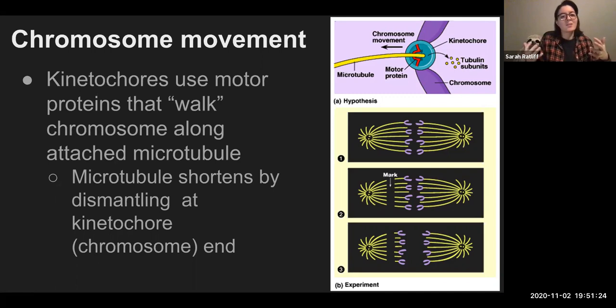So this spindle fiber, or microtubule, starts to shorten at that kinetochore. So as it's walking in here, it's bloop, bloop, walking, reeling it in. The extra out here just sort of disintegrates, turns into nothing.